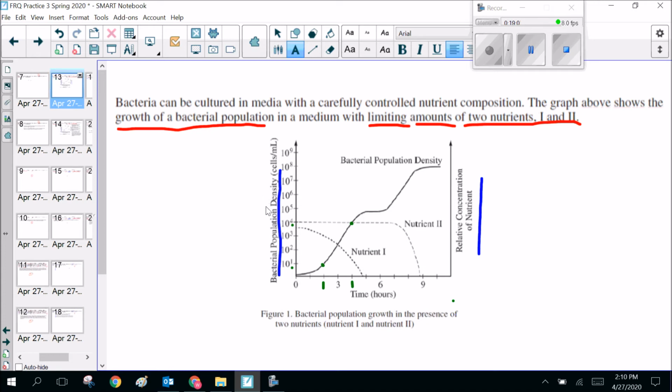Here I can see it's population density. Now, if you're wondering what density means, it just means the number of things in a particular space. If I have a higher density, I have more things in one space than I would if I had a lower density, which means fewer things in the same space.